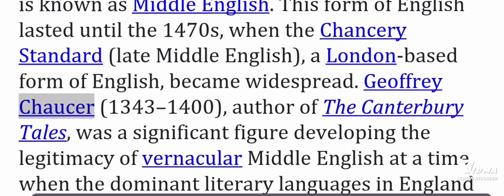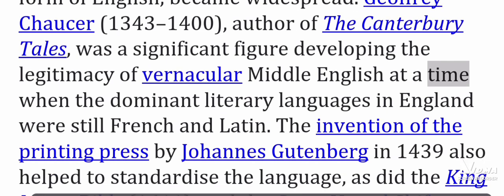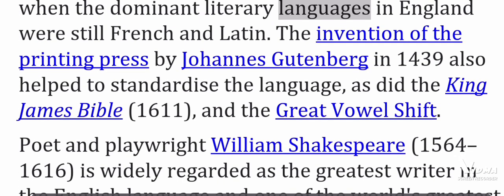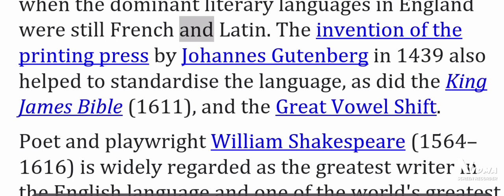Geoffrey Chaucer, 1343 to 1400, author of the Canterbury Tales, was a significant figure in developing the legitimacy of vernacular Middle English at a time when the dominant literary languages in England were still French and Latin. The invention of the printing press by Johannes Gutenberg in 1439 also helped to standardize the language, as did the King James Bible, 1611, and the Great Vowel Shift.